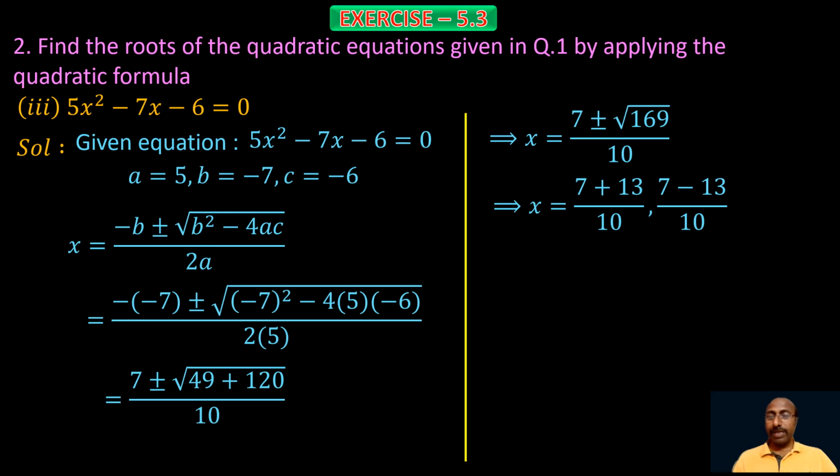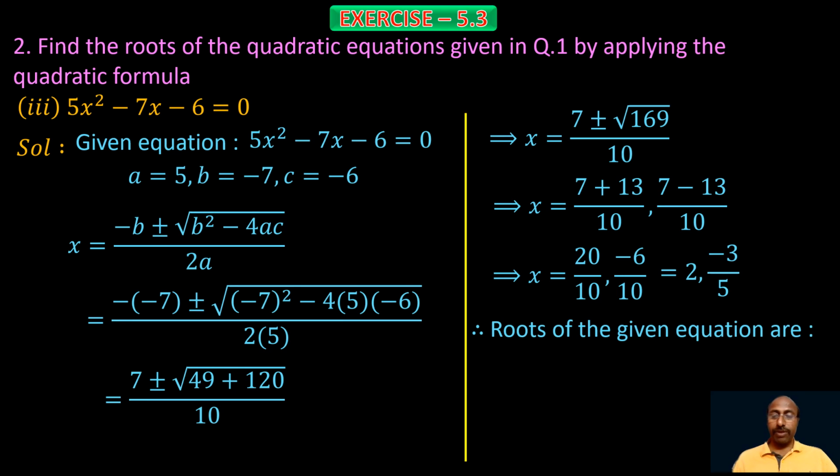So we get 7 plus 13 by 10 and 7 minus 13 by 10. And 7 plus 13 by 10 is 20 by 10, which is 2. And 7 minus 13 by 10 is minus 6 by 10, which is equal to minus 3 by 5. Okay. So 2 comma minus 3 by 5. Therefore the roots of the given equation are 2 comma minus 3 by 5.